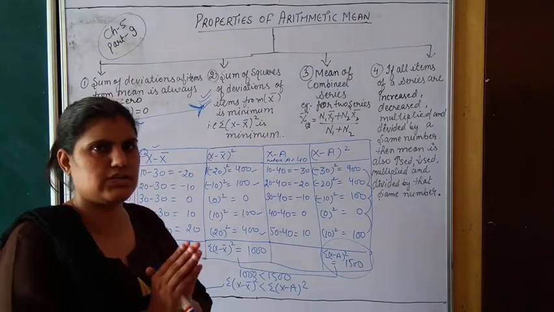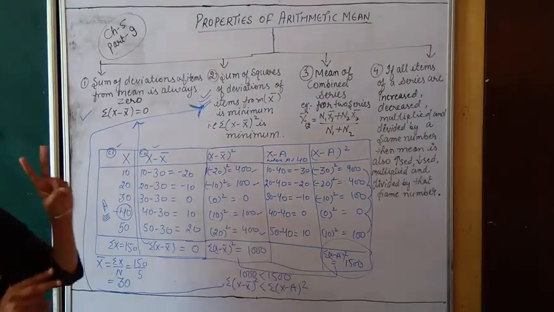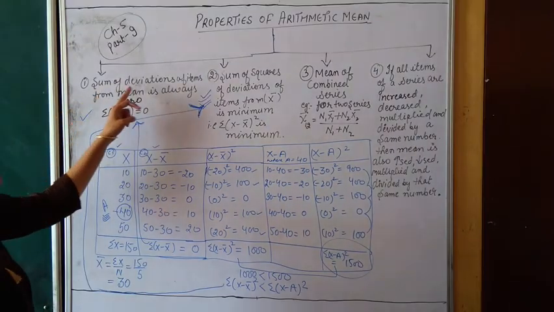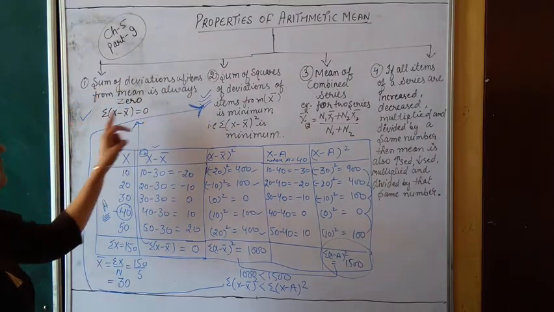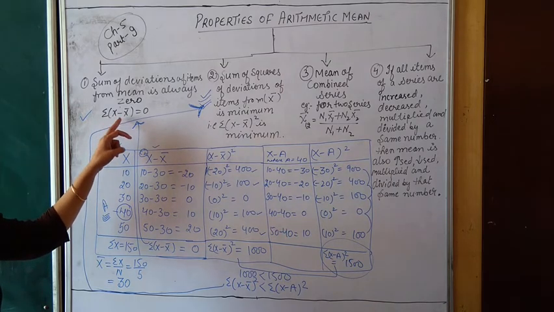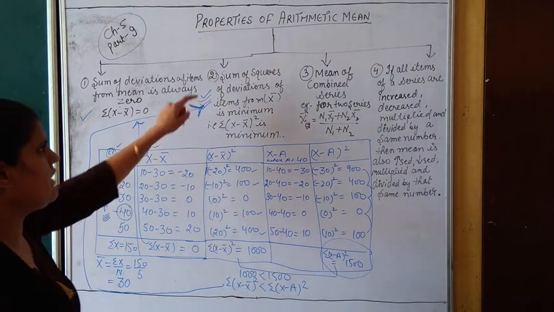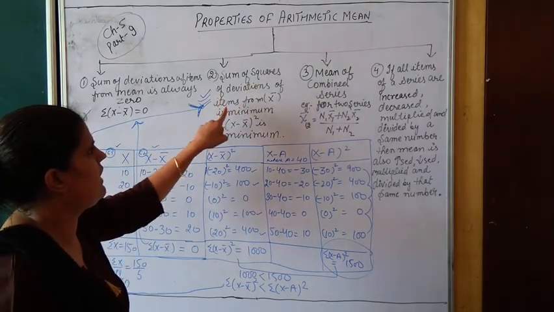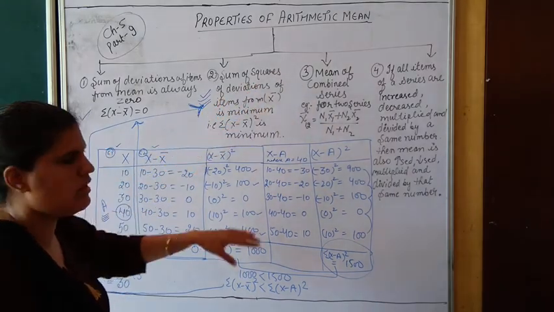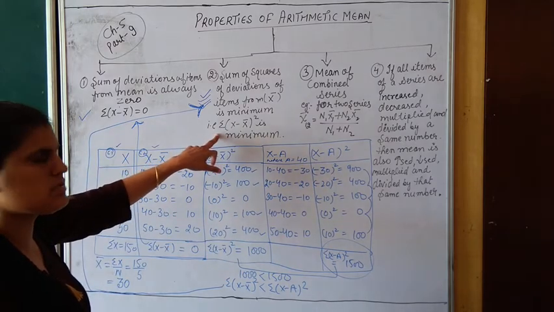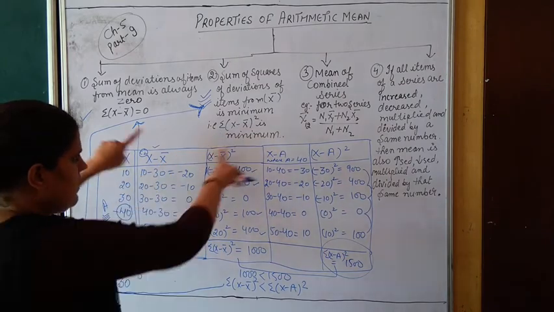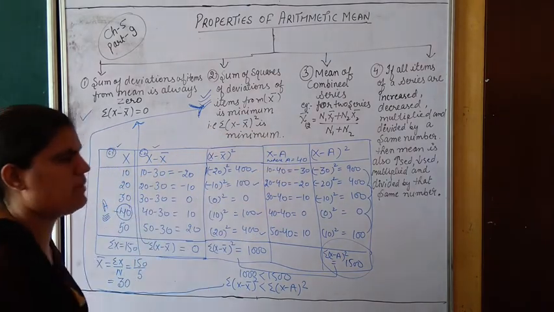So in today's video lecture, we have discussed two properties in detail. The two properties are: the sum of deviations of items from the mean is always 0, that is sigma (x minus x bar) is always 0. And the second property: the sum of the squares of deviations of items from x bar is minimum. And to prove this statement, we have done this calculation of the complete chart.